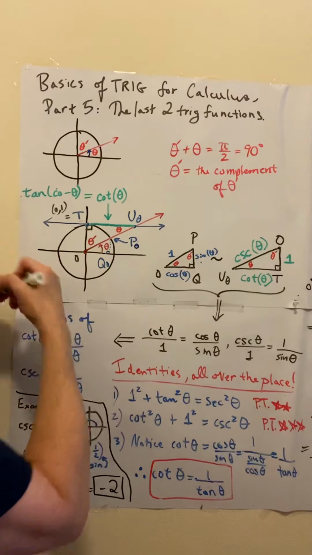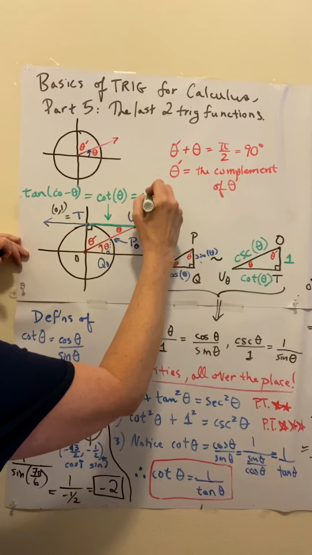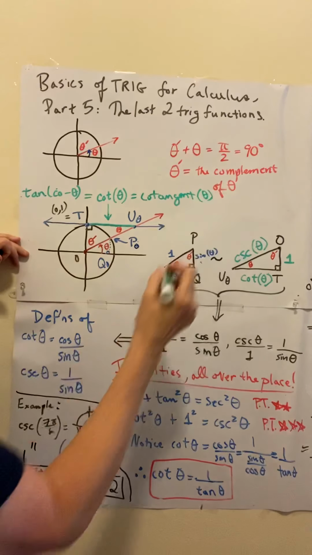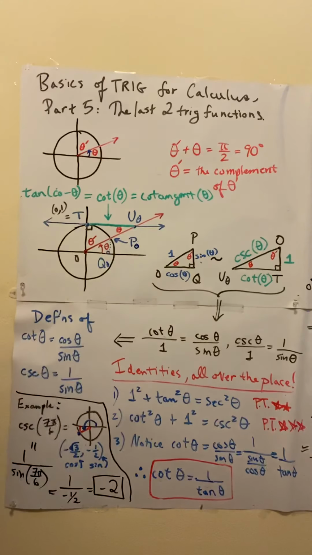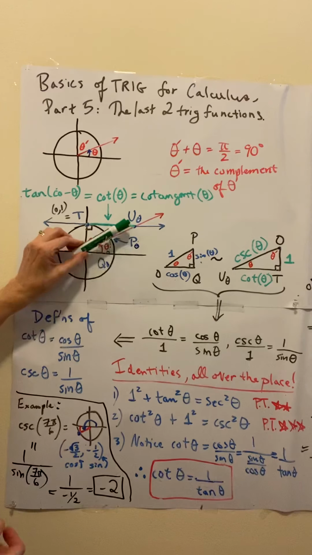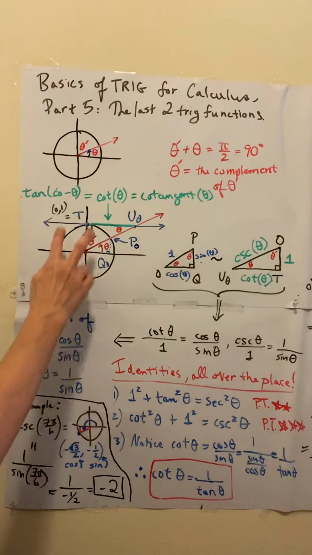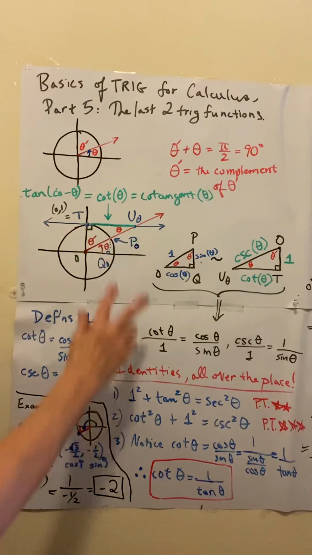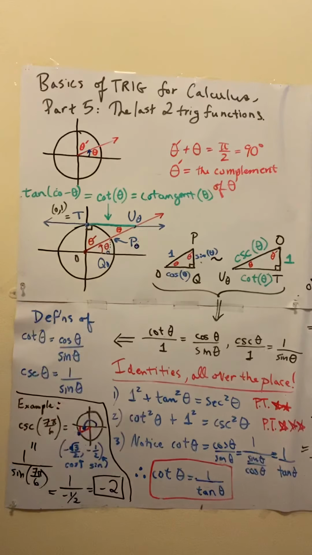The cotangent of theta, short for the tangent of the complement of theta, really, is that length of the tangent line across from the complement, basically carved out by theta. If theta was bigger, the cotangent there would be smaller. If theta was a smaller angle, that cotangent would be bigger. So the length of the line segment U theta to T is our cotangent of theta.